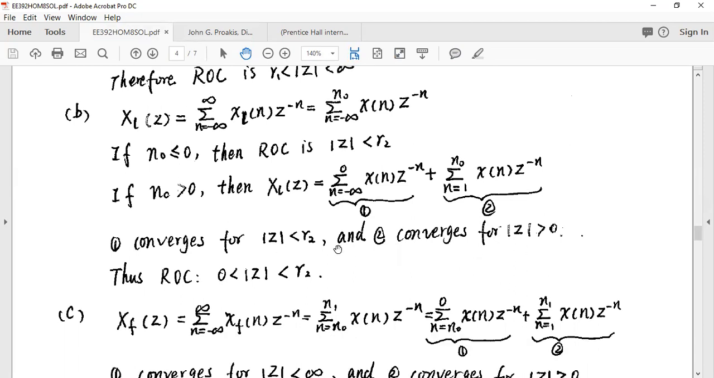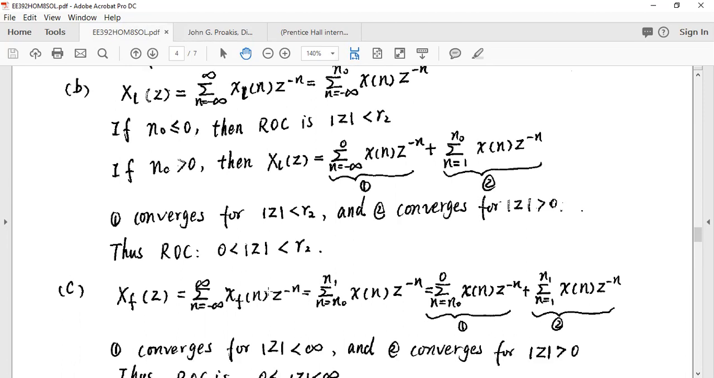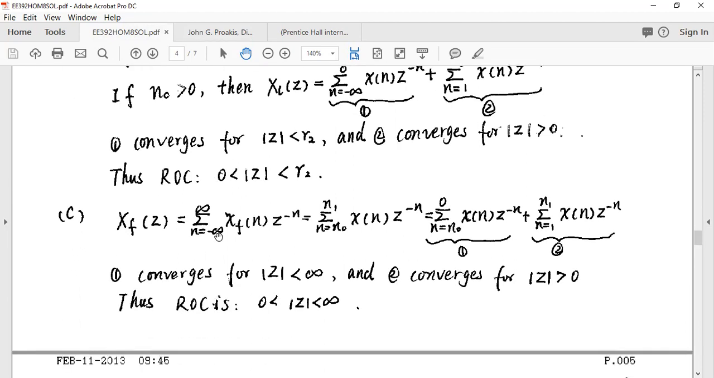Based on that, combining these two regions of convergence, we get the overall region of convergence for this equation, that is, 0 is less than the modulus of z, which is less than the modulus of r2. Basically, this sequence is an anti-causal system. See the overall convergence of this sequence: X(z) is equal to the summation of x(n) z to the power of negative n, from negative infinity to infinity.